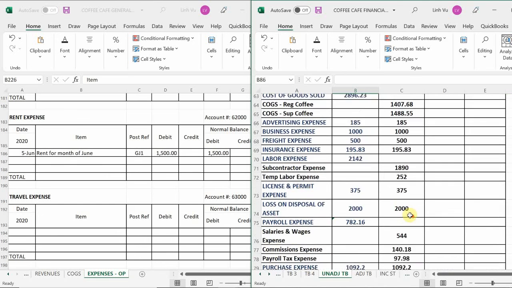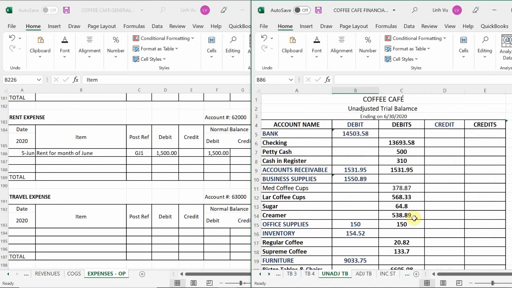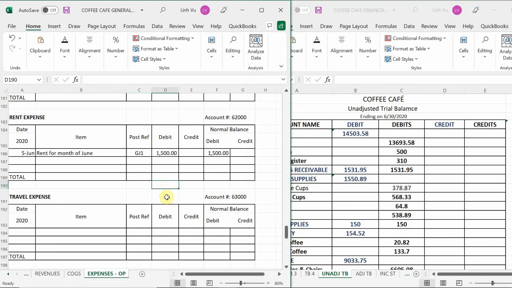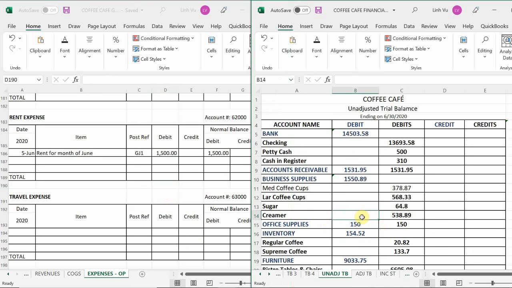And that is it for the unadjusted, because we panned out everything is even on the debit and credit side. Any questions? No.